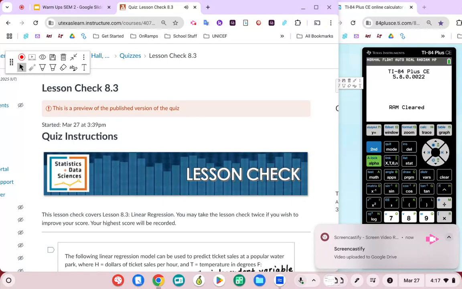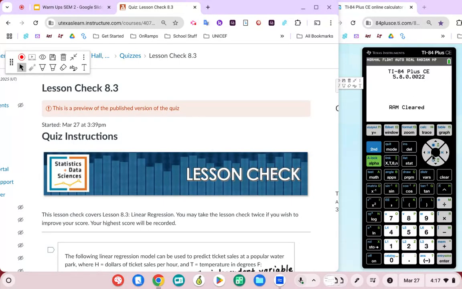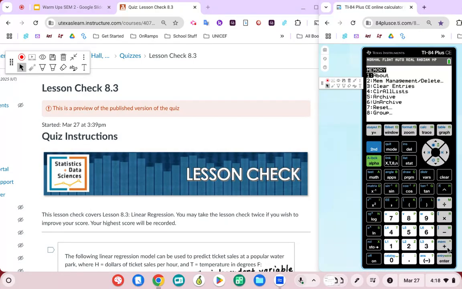Lesson check 8.3. Before we get started, let's make sure that you've cleared the RAM on your calculator. So you want to do second plus 7 1 2. Every single time you clear your RAM, it's going to turn your diagnostics off.